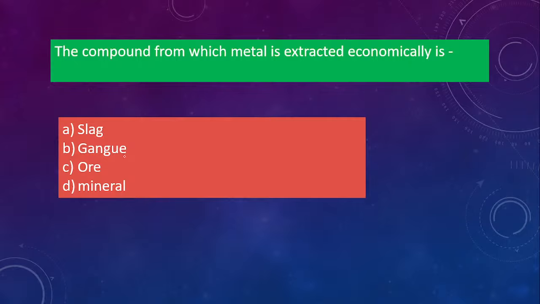Will it be slag, gangue, or mineral? Option C. You are going for C. What about others? Vinit is also going for C. Slag, gangue, ore, or mineral.